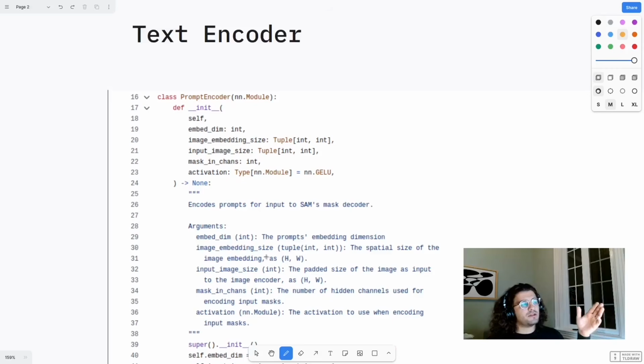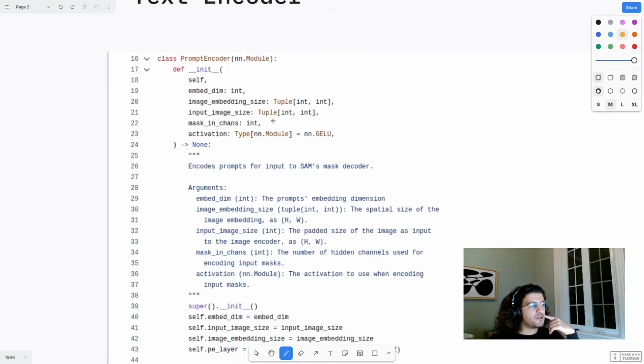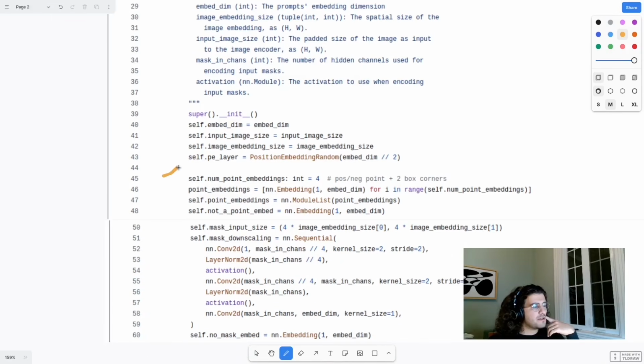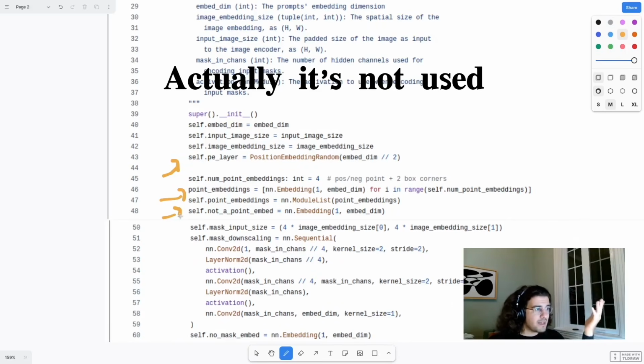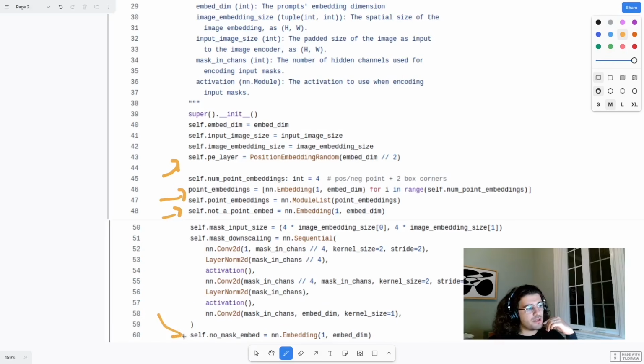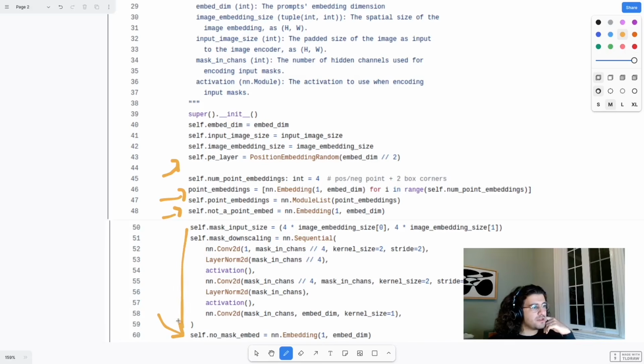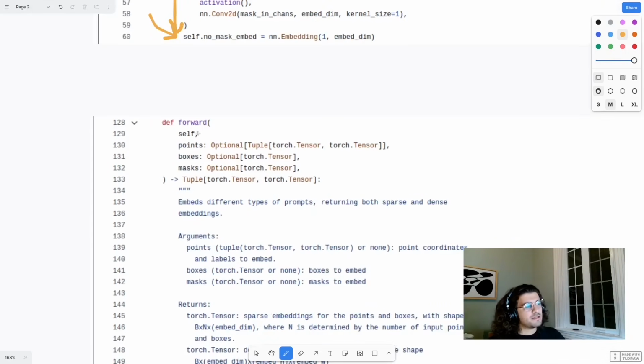So then we're going into the prompt encoder, with a bunch of parameters to start with, but most of the action is happening here. This is the position embedding layer that they're going to use. This is for the point embedding over here. There's this embedding for when the point is not there. Here you're using the same trick again when there's no mask added. And then this whole stuff is to downscale the mask, not the image, just so that they match.